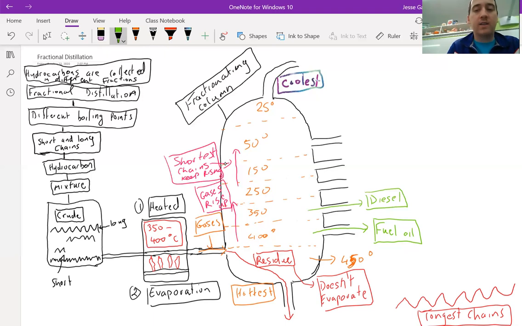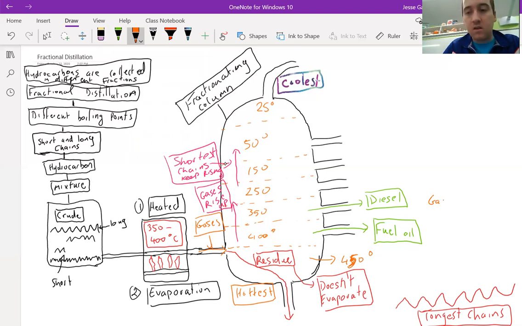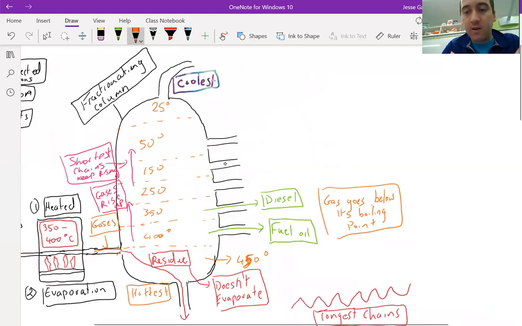Now, why are these things condensing again? We just need to make sure that we understand that. Why are they condensing? Well, when a gas goes below its boiling point, we know what happens to it. It condenses back to a liquid.